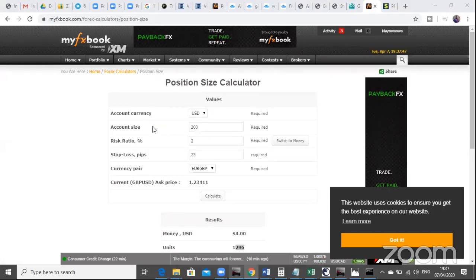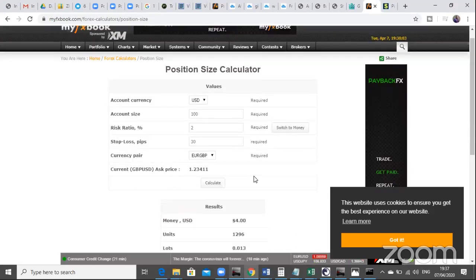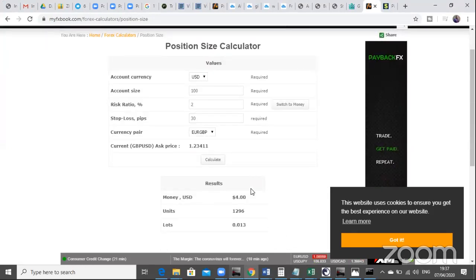How? So if I come in here and I say account currency, I say I have $100 and I'm doing 2%. And an average stop loss for this project is 30 pips. So as I use 30 pips, and I say calculate for me, you can see that the lot size is recommended 5.